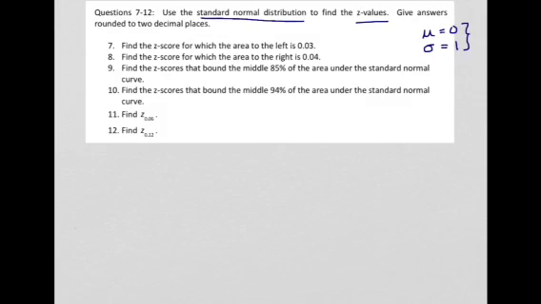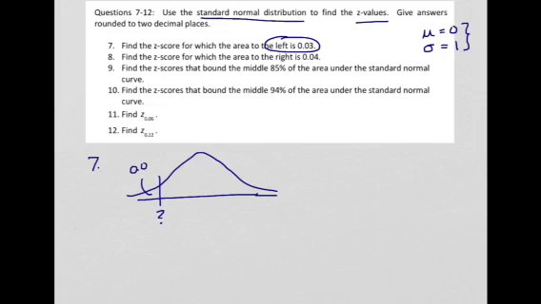Okay, so in question 7, we want to find the z-score for which the area to the left is 0.03. So I draw my distribution. And we want the area to the left to be 0.03. So the question is, what is this z-value if this area is 0.03? So I use the inverse norm function in the calculator, and I put in 0.03.